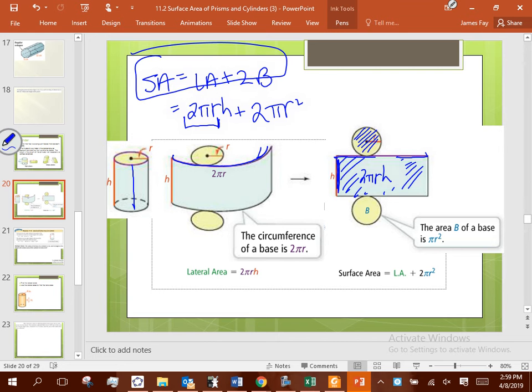But for a cylinder, the formula doesn't adjust based off cylinder 1, cylinder 2, cylinder 3. Okay, they're all the same. So 2 pi r h plus 2 pi r squared. Is that something we can do?